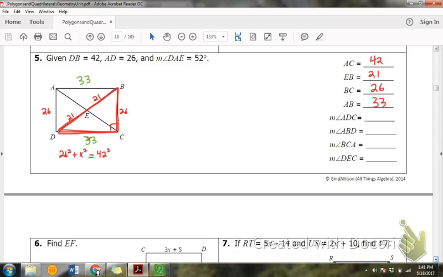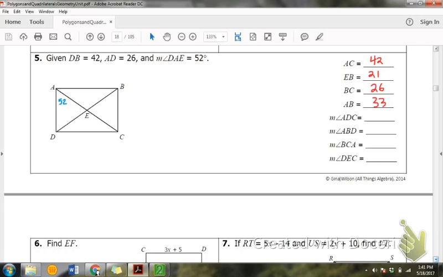Let's talk about our angles. So I'm going to erase what's up here. It would be beneficial to you to redraw it instead of just erasing it. All right, it says angle DAE is 52. So now this is like what we have been doing.